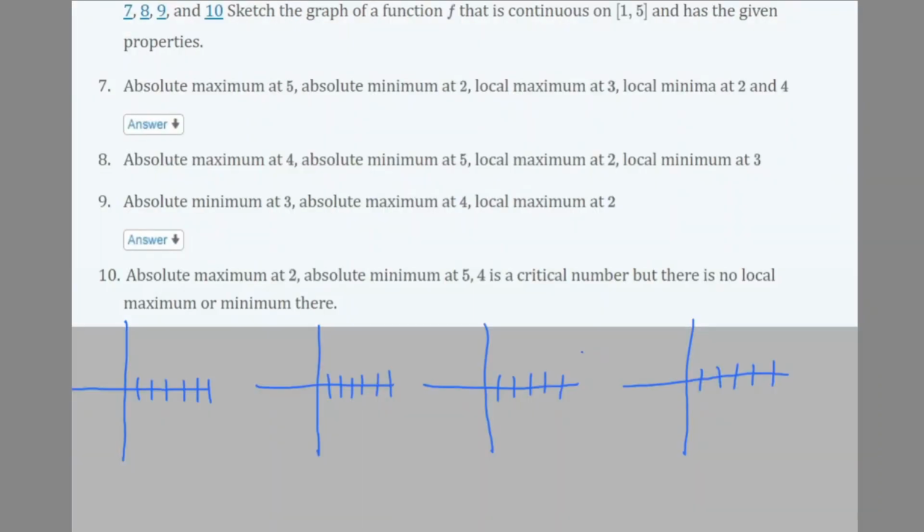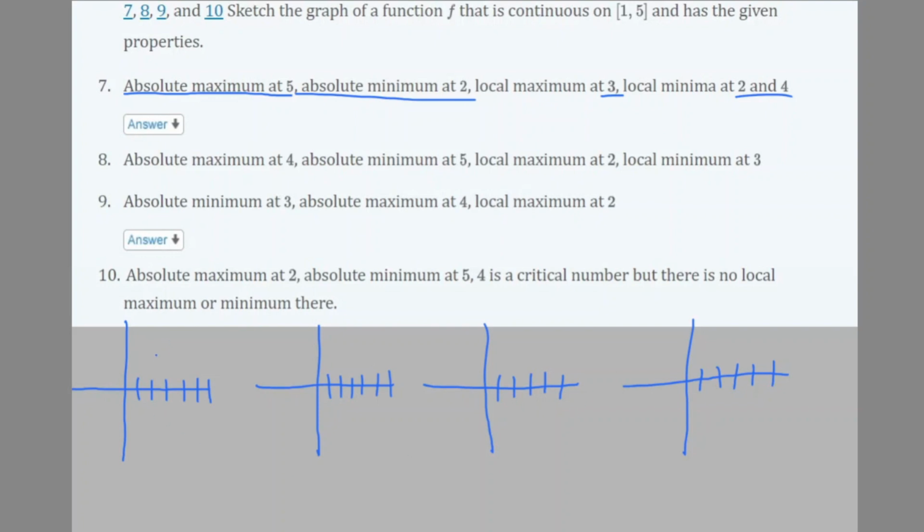Alright, so I want you guys to try out number 7, 8, 9, and 10. So I've kind of pre-written the graphs here, but essentially you want to take the information they give you and sketch a graph of what you think it should look like based on the conditions. So you could pause the video and try this out. Alright, so let's take a look at number 7. Number 7, we have our first condition of absolute max at 5, and then absolute minimum at 2, and then a local max at 3, and then local minimum at 2 and 4.